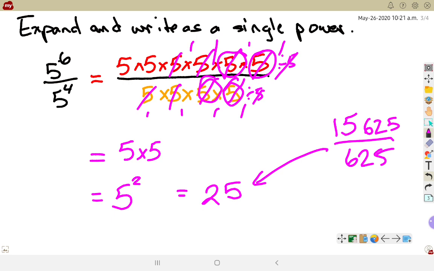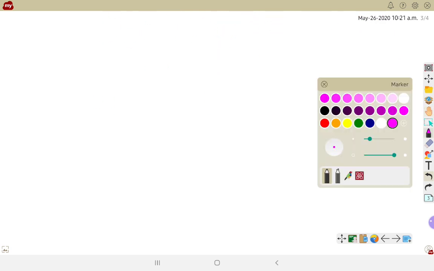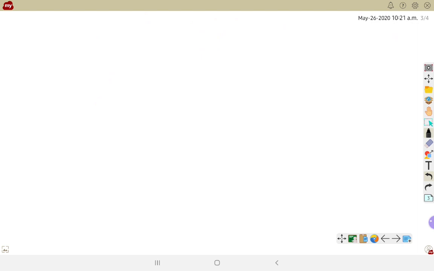Okay, so I get the same thing. Let's do it with another set of numbers. Let's try another one. Let's do 3 this time. Okay, here we go. Let's go 3 to an exponent of, let's say 5, divided by 3 with an exponent of 2. Let's see what it looks like.